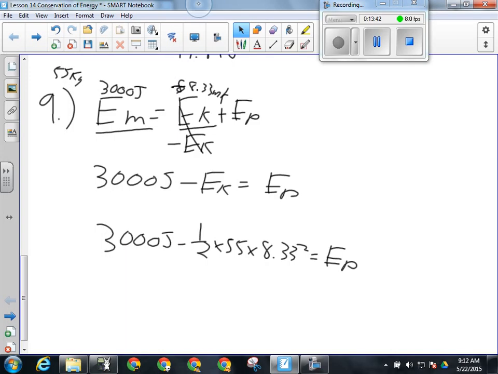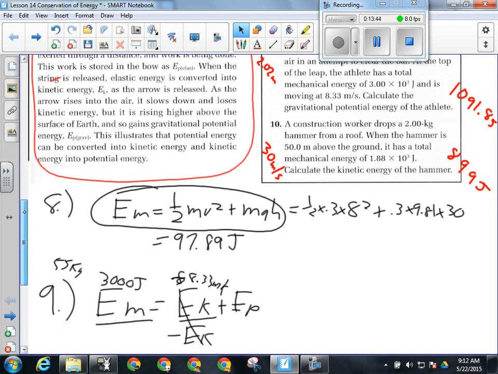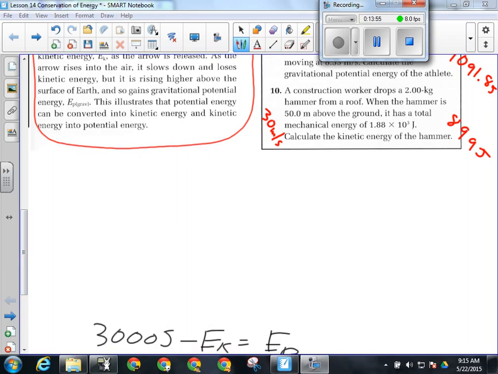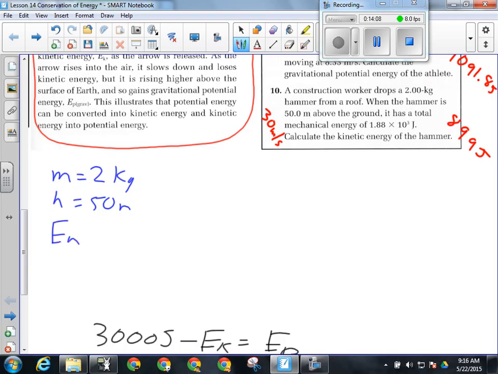So the same idea goes for question number 10. This time you're being asked to calculate the kinetic energy of the hammer instead of the potential energy. So give that one a try and we'll go over it in a minute. All right, so for number 10, we know that the mass is 2 kilograms, and the hammer is 50 meters above the earth, and it has a total mechanical energy of 1.88 times 10 to the 3 joules, which is 1,880 joules. We want to calculate the kinetic energy.